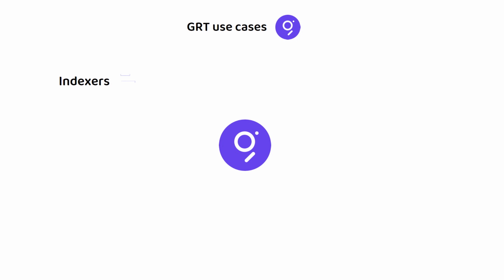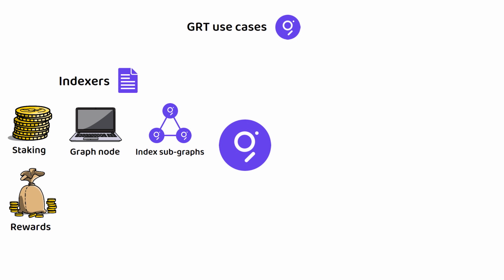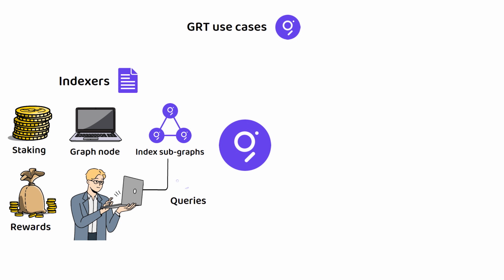First, we have indexers. Indexers become indexers by staking to the network and starting a graph node. Their main function is to index relevant subgraphs. Indexers can earn rewards for serving queries from their subgraphs, and they can set their own prices for doing so, creating a fair and competitive marketplace.